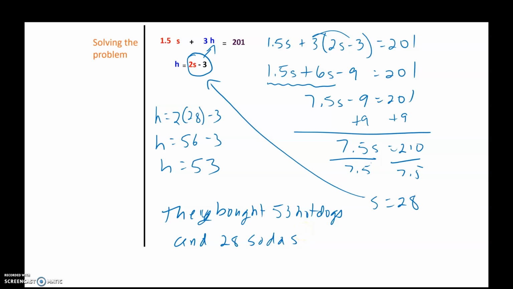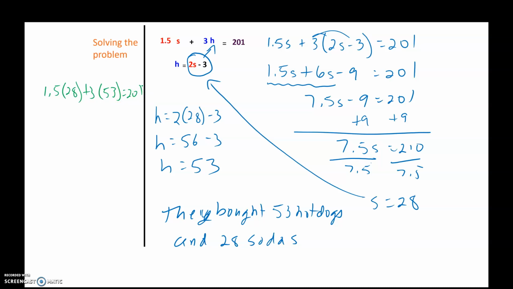So now, if you wanted to, you could take these numbers and plug them into the equations to make sure that they work. Like I would plug it into the top one. So let's do that just to be safe. Let's make sure our math is good here. So we've got 1.5 times 28 plus 3 times 53. And that should add up to $201.